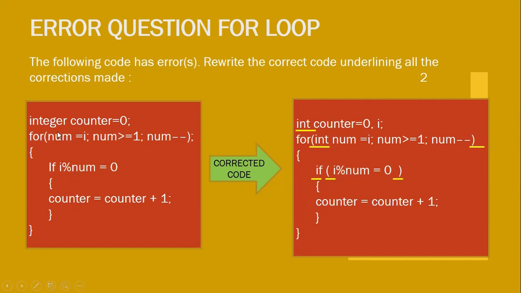This has some errors. Now the program is: integer counter equal to 0; for num equal to I, num greater than equal to 1, semicolon, num minus minus, and then again semicolon. If I modulus num equal to 0, then within the curly braces, counter equal to counter plus 1. Then the closing curly brace and again the next closing curly brace. So we will write down the corrected code.